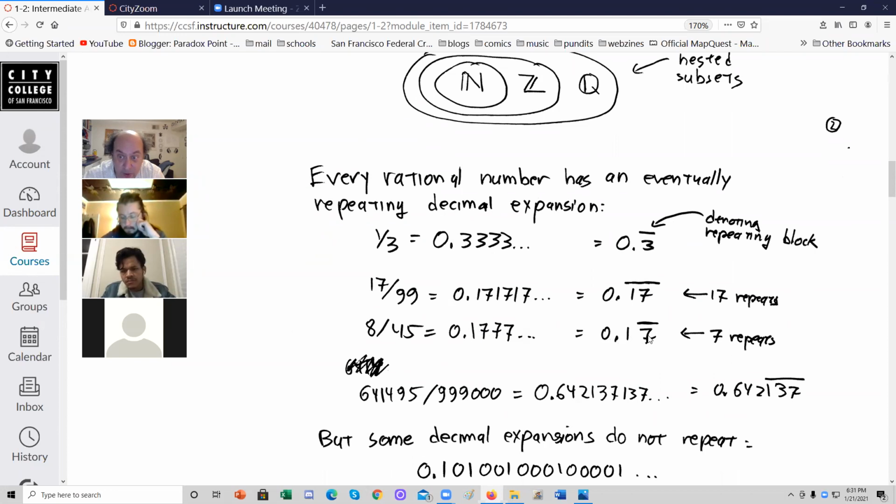You have to be very careful distinguishing this and this. Watch out for typographical errors. Most of my students' errors are typographical. Now, here's, let's see, 641,495 divided by 990,000 comes out to 0.642137137. The 137 repeats after a little bit of non-repeating. So 0.642137 with the 137 repeating. So every rational number has an eventual repeating decimal expression.